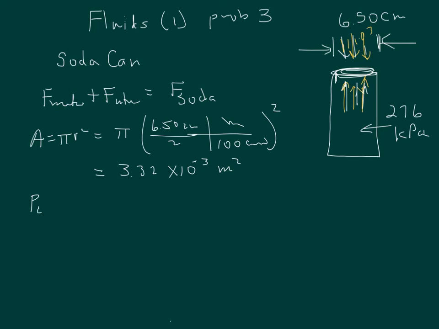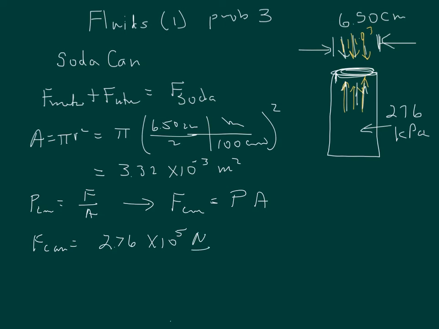So the pressure of the can is going to be the force per unit area. That tells me that the force of the can is going to be the pressure times the area. So here's the force of the can equal to 276 kilopascals, but that's 2.76 times 10 to the 5th newtons per square meter. I multiply that times the area of 3.32 times 10 to the minus 3 square meters and get 916.3 newtons.